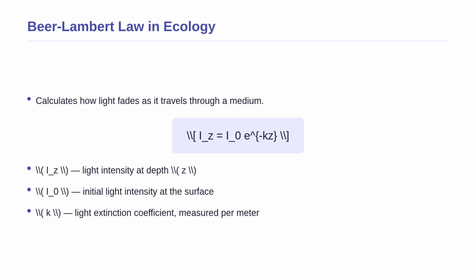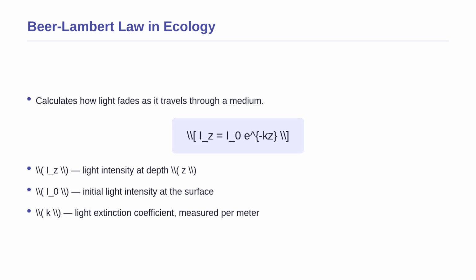Since light penetration is so critical for aquatic life, we need a way to calculate how light fades as it travels through a medium like water. This brings us to the Beer-Lambert law applied to ecology. Conceptually, this formula states that light intensity decreases exponentially the deeper you go.